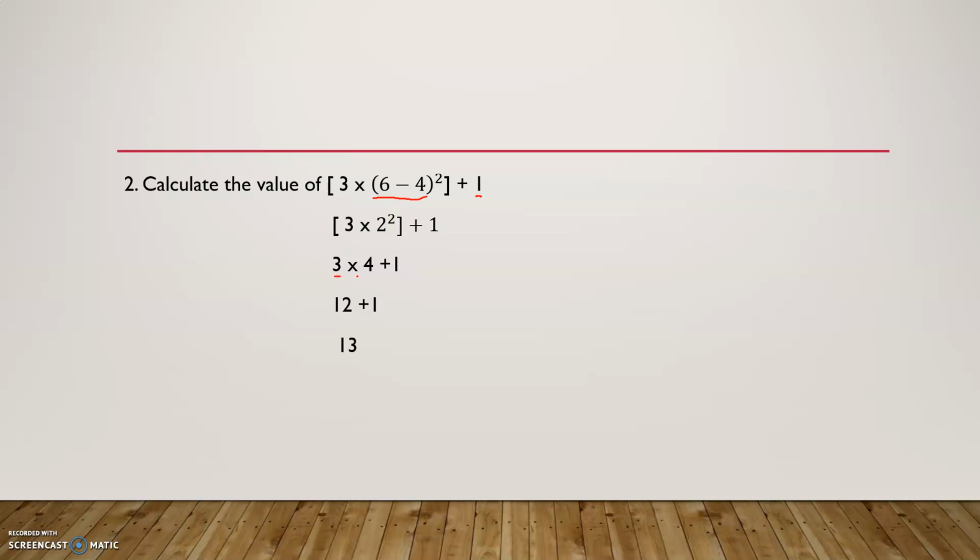So 3 times 2 squared, which is 4, and you've noticed I've taken the outer bracket out, and then plus 1. The next operation would be division and multiplication. So 3 times 4 would be 12, plus 1, and if you add 12 plus 1, that would be 13. So that's how we can work it out using the BODMAS rule.